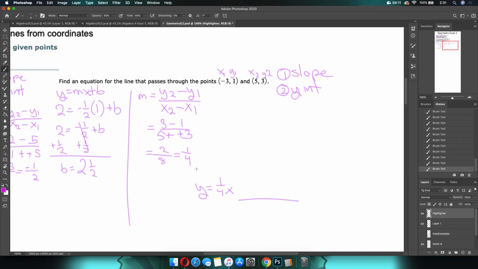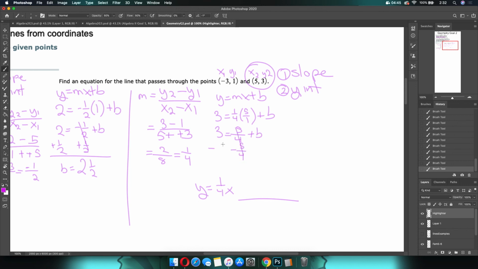So eeny, meeny, miny, moe, which point do you feel like using? Again, I like my positive numbers. I'll do that. So what's my y equals mx plus b? What's our y? It's 3. What's our m? 1/4. What's our x? 5 over 1 for later, and then plus b. Multiply out, so that will be 3 equals 1 times 5 is 5. 4 times 1 is 4, plus b. And now comes the tricky part.